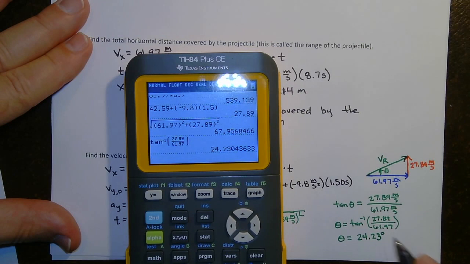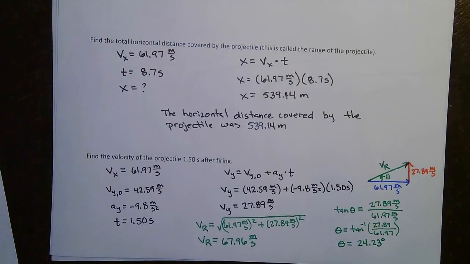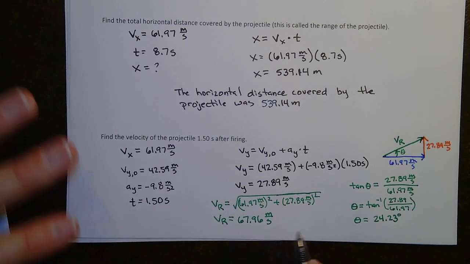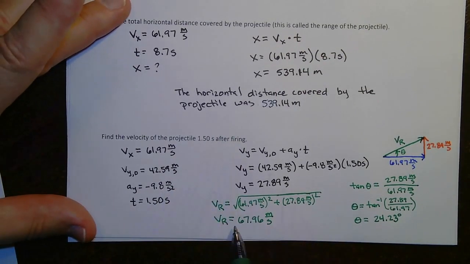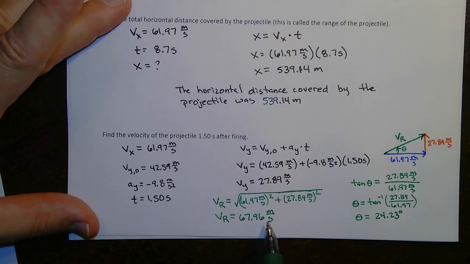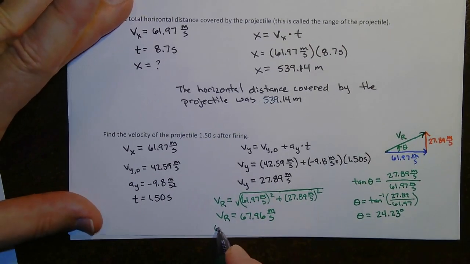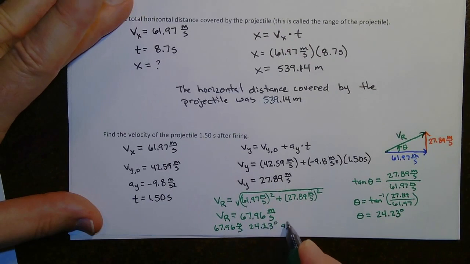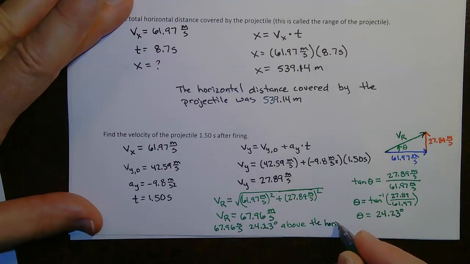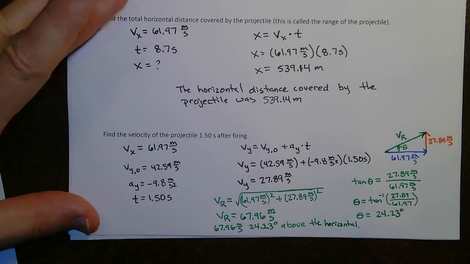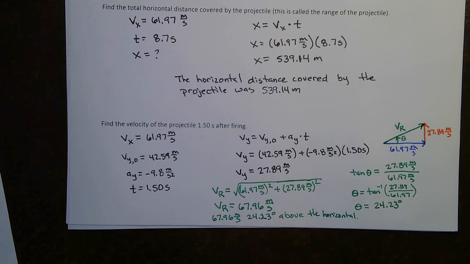So the velocity after 1.5 seconds is 67.96 meters per second at an angle of 24.23 degrees above the horizontal. So we would say 67.96 meters per second and then 24.23 degrees above the horizontal. And that's the velocity. Sorry, that's a little messy.